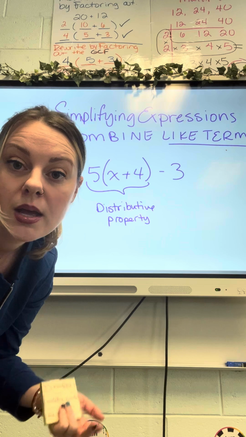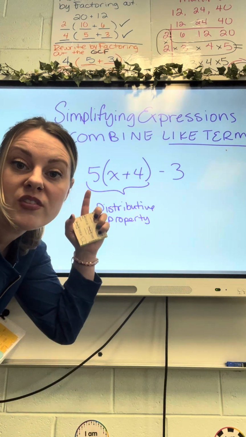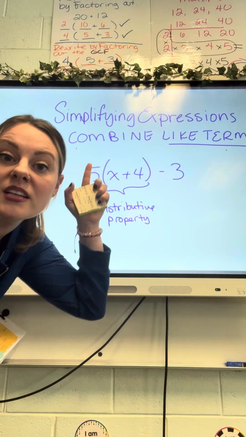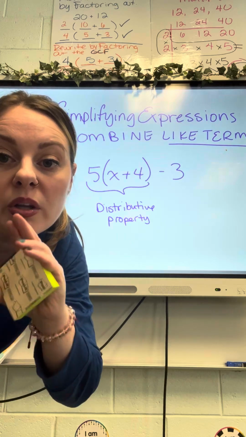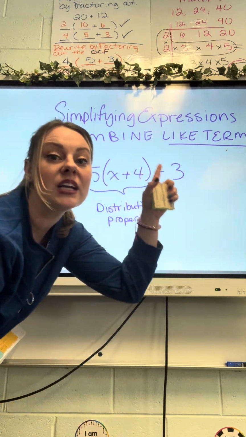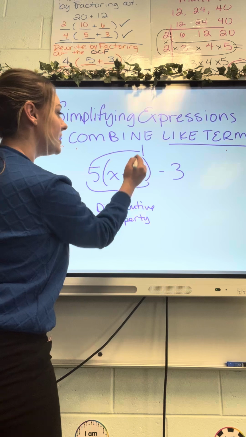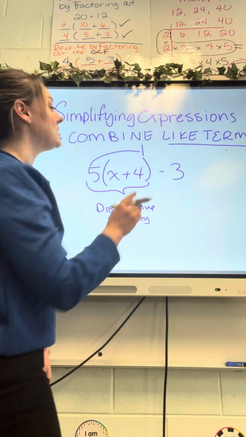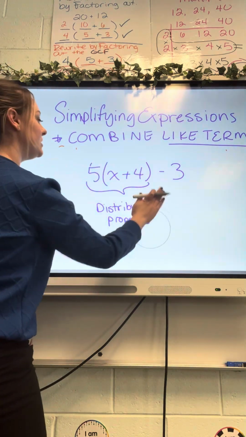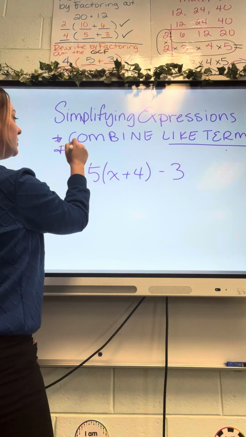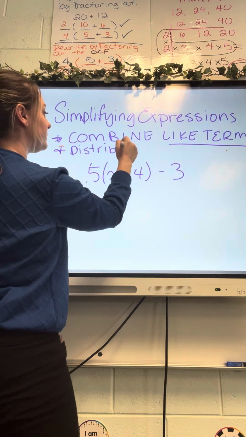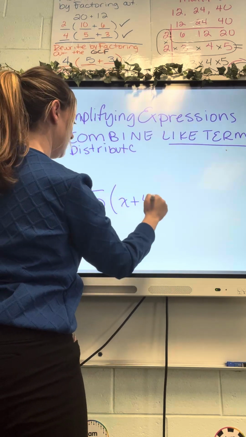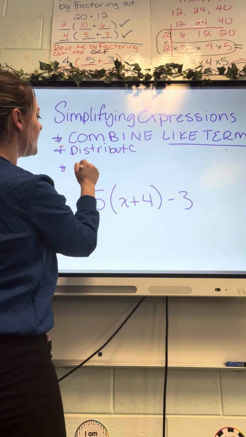Well, you distribute. Distributing is like taking this 5 and you're going to give some to this x. You're going to give the 5 to this x, and then you're going to come back out, take this 5, and give it to that 4. Everything only on the inside of the parentheses. This 5 does not go to this 3. It cannot pass this parentheses right here. It cannot go there. Only if it's inside the parentheses. So I'm going to first distribute, and then I'm going to combine like terms.